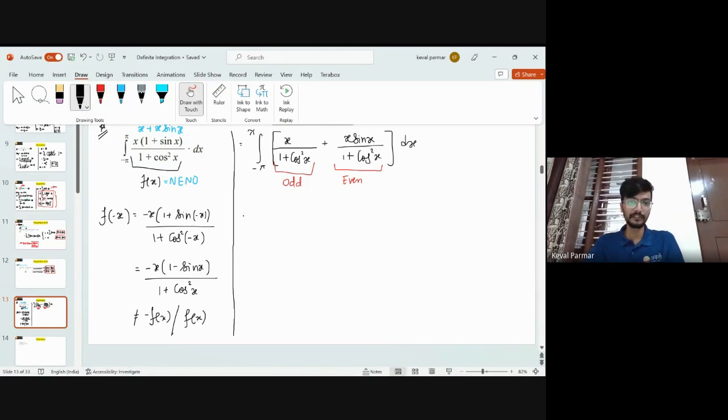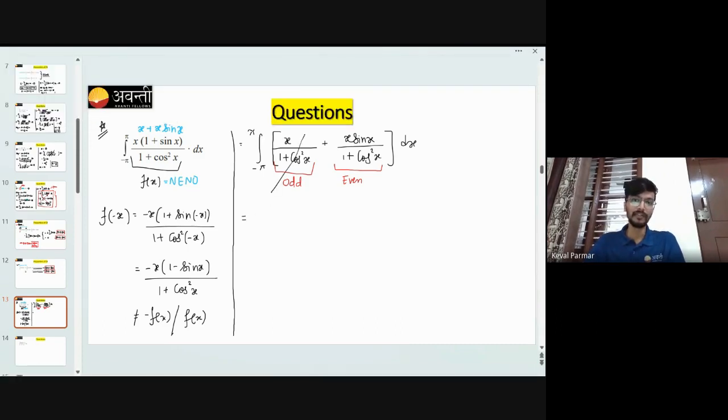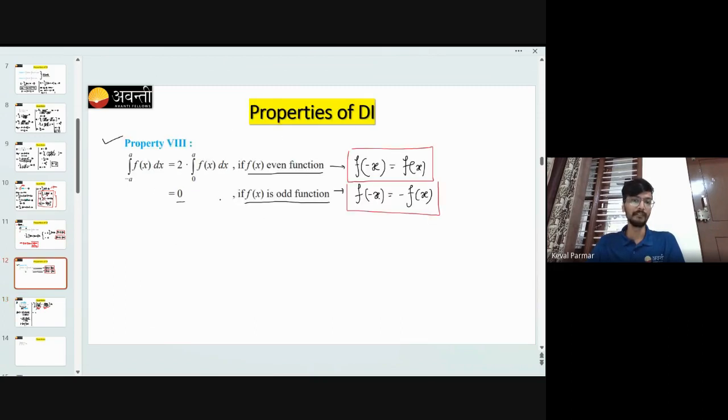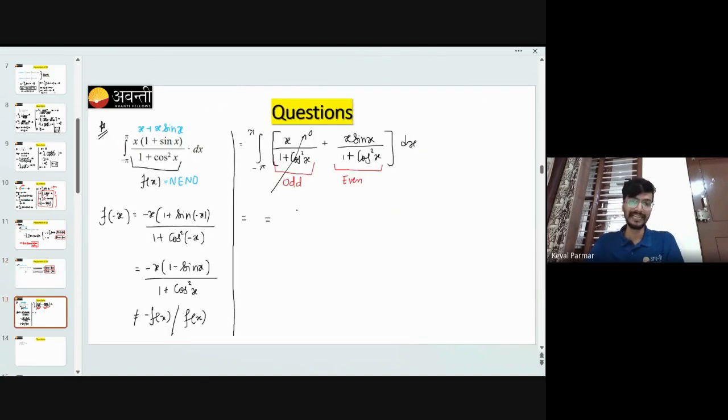So if this function is odd, the value of the integration will be 0. And if this function is even, what was the property for an even function? It will be 2 times the integral from 0 to a. That means here I can write it as 0 plus 2 times the integration from 0 to pi of x sine x upon 1 plus cos square x dx.